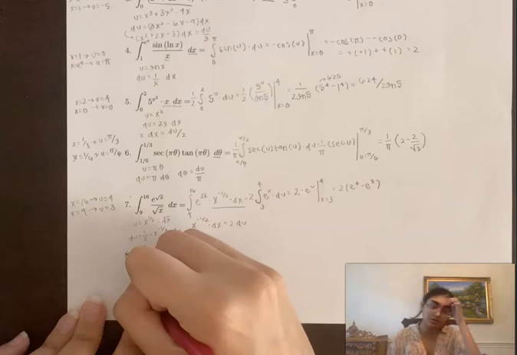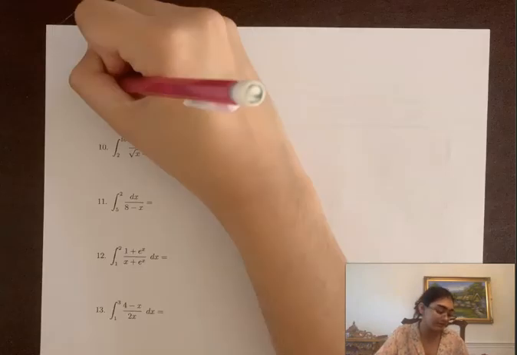Like in a previous problem we had sine times ln of x over x. ln of x was the inside function, right? And that was our u. So in this case, again, pi sine x is our inside function, and that's going to be our u in this case.